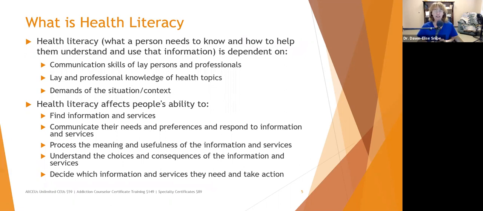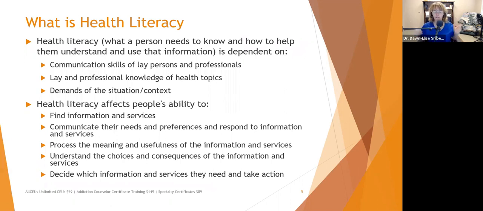Health literacy affects people's ability to process the meaning and usefulness of the information and the services. If you don't understand what depression is or what Alzheimer's is, if somebody starts talking to you about Alzheimer's, you have a kind of an idea that it has something to do with memory loss, but you're not really sure. And somebody starts talking about, you've got early onset Alzheimer's disease and you need to start planning and so on. You may be sitting there going, I have no idea what you're talking about with cognitive dysfunction and all this other stuff.